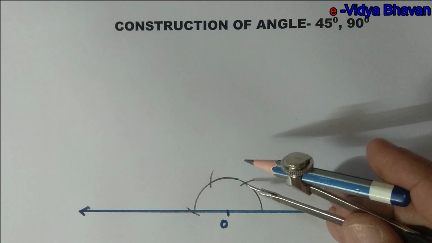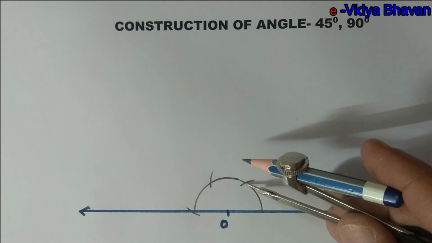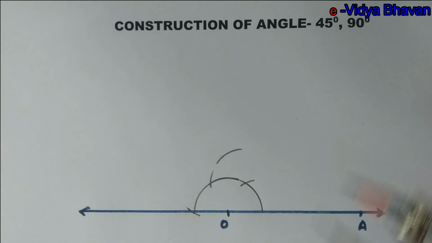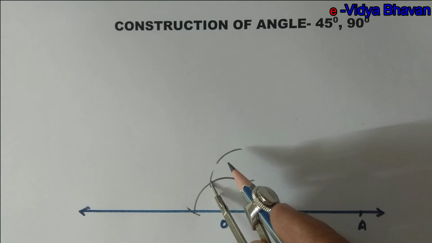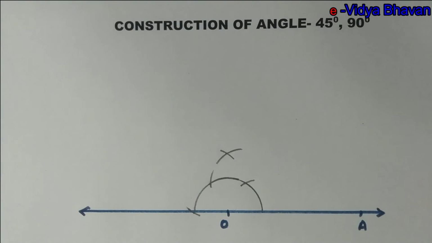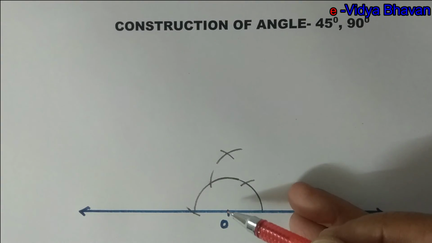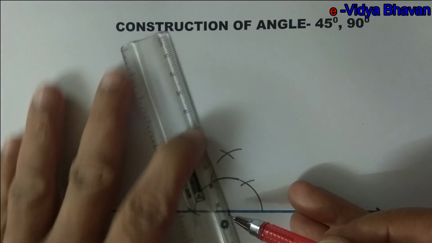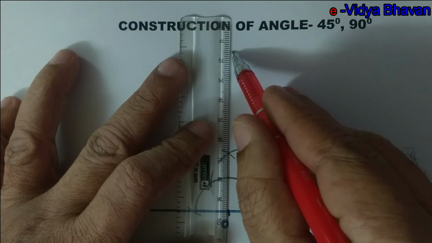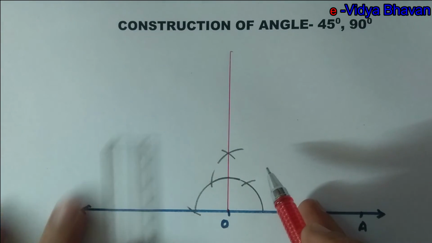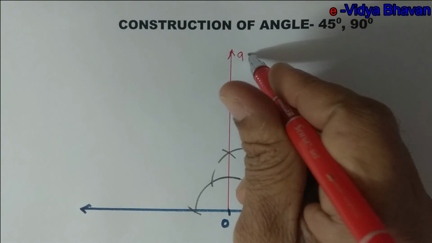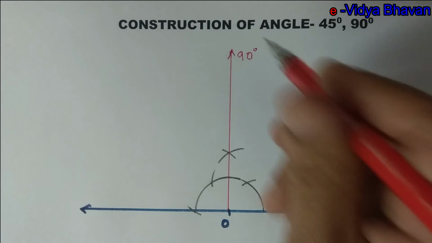So keep the pointer at 60 degree and then the pointer at 120 degree arc. The intersection of this arc and point O, if we draw a line, we will get 90 degree.